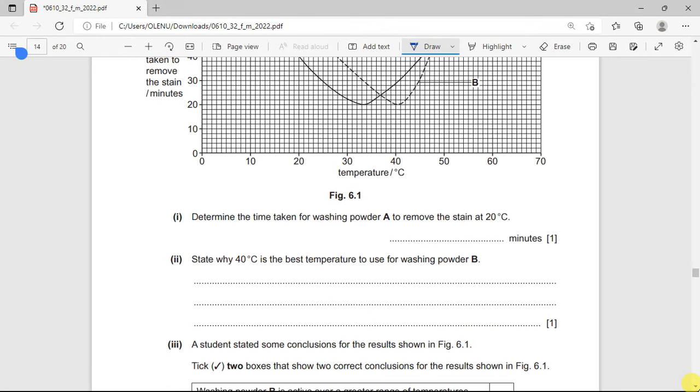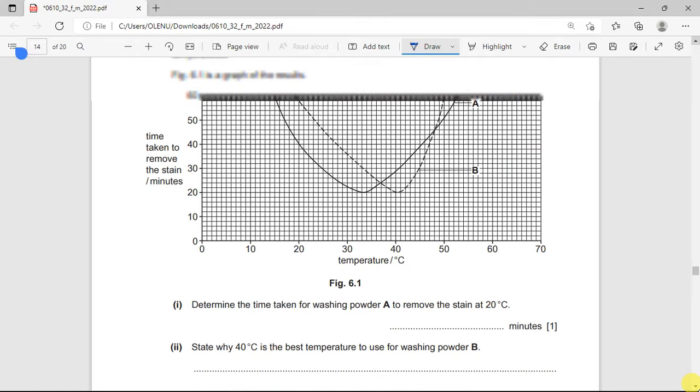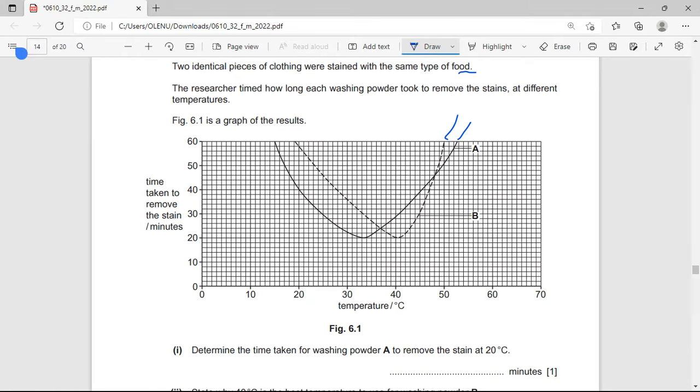The first question is determine the time taken for washing powder A to remove the stain at 20 degrees Celsius. So simple, you come back to your graph, you look at 20 degrees Celsius, the time taken. You trace it up to this point, and the value there is 40. So all you need to write here is 40 minutes.